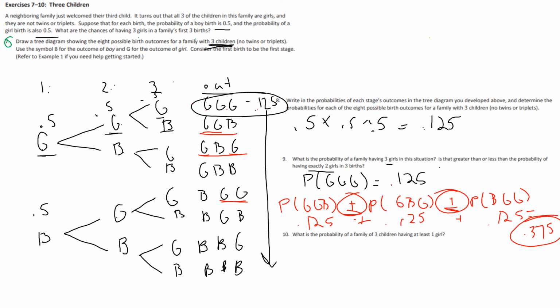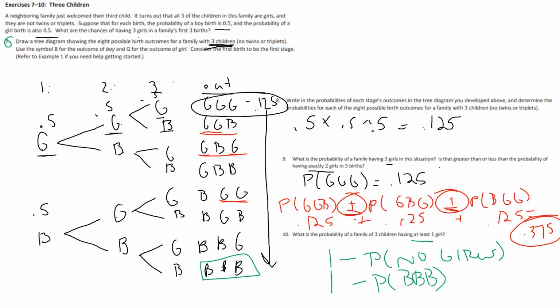And then this is our last question. What is the probability of a family of 3 children having at least one girl? Again, this at least should make me think that I am doing my 1 minus probability of no girls. What is the probability of having no girls? If we have no girls, that means we have all boys, B, B, B. And we know each probability in this one is 0.125. So 1 minus 0.125 is equal to 0.875, or 87.5%.